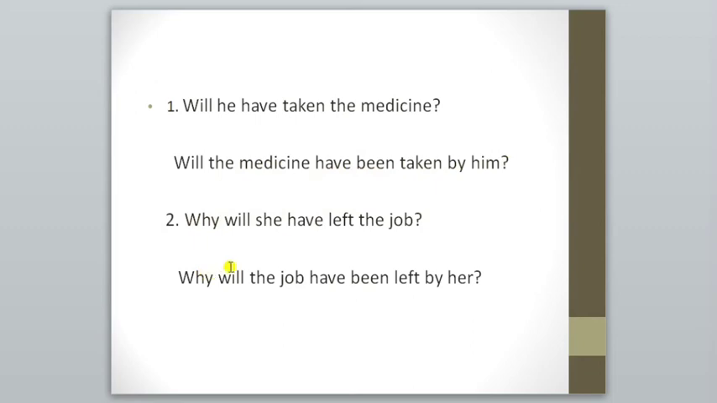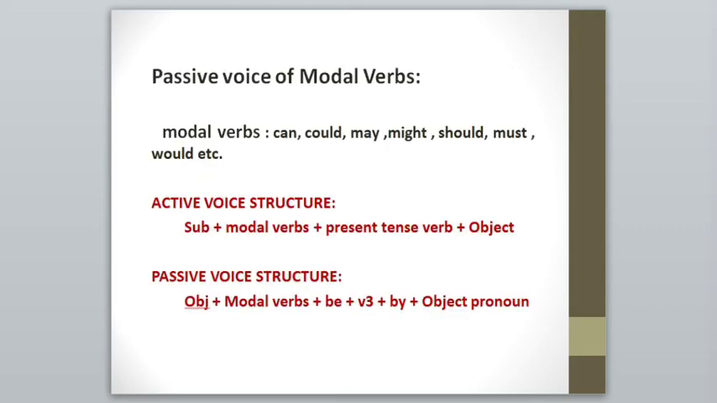Second, why will she have left the job? Then, WH word, good. Then will, and the job is the object. Why will the job have been left by her? Understood? Next is the passive voice of modal verbs.